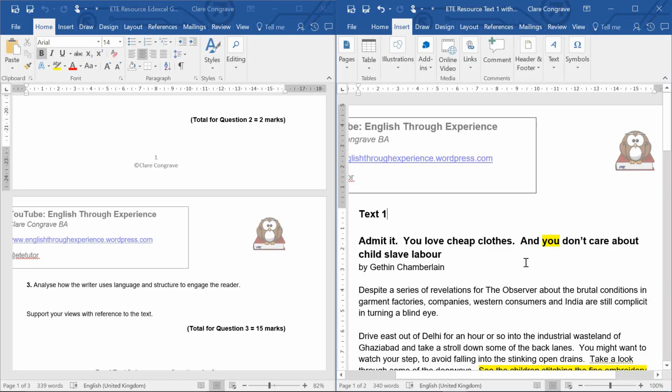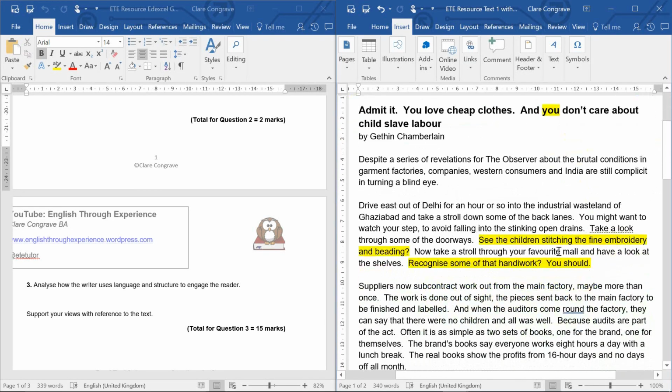So as long as you mentioned a few of those things, 3 or 4 paragraphs, you'll be fine. If you're looking for something a little bit more simple, there is lots of descriptive language here. Stinking open drains, brutal conditions. So the use of those adjectives is something else that you could use, and that's engaging the reader by helping them to imagine a world that's very different from their own.